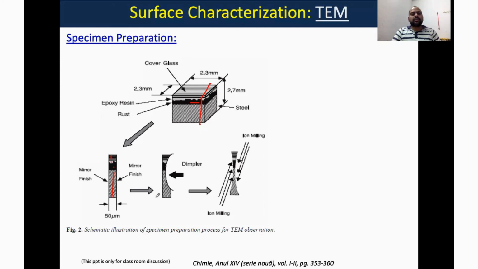Now there are two processes. Either we can use a dimpler, where you smooth out the sample so that we can get some idea about the material and transmit through it. Otherwise, by bombarding high energy ions, you can remove material and make the sample very thin, smooth and thin. This is ion milling. This way you can prepare the sample, and the loading is already the job of the operator.